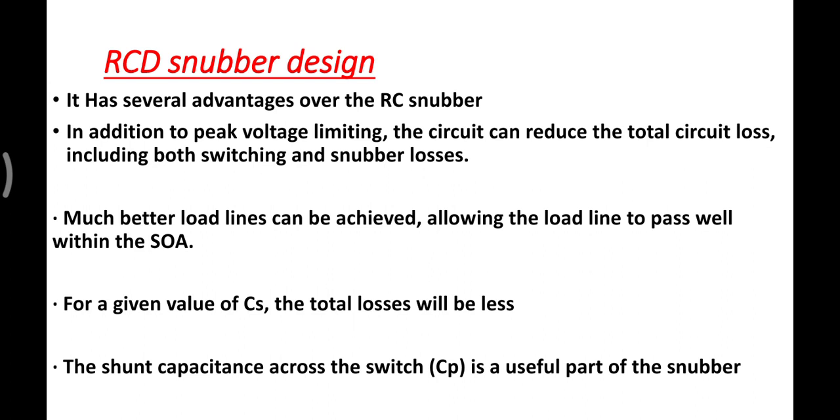Another advantage is that a much better load line can be achieved, allowing the load line to pass well within the safe mode of operation. So by using this RCD snubber circuit, the safe operating area is also increased, and the total losses will be less. Next, the shunt capacitance across the switch is a useful part of the snubber capacitor. So here in the RCD circuit we are using the shunt capacitor. This capacitor is very useful for the circuit.